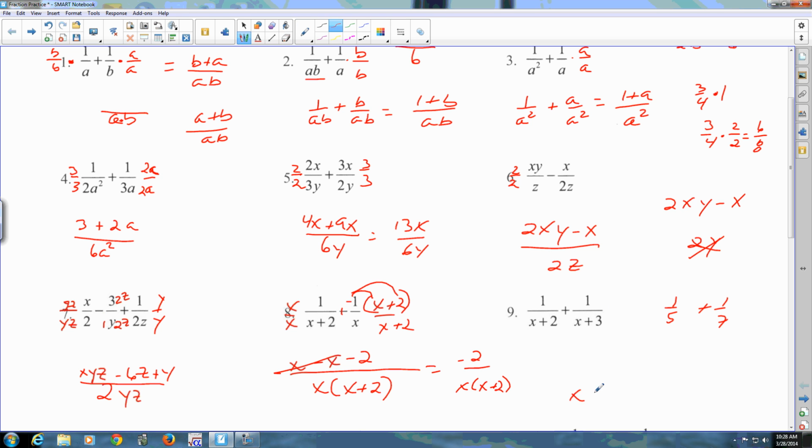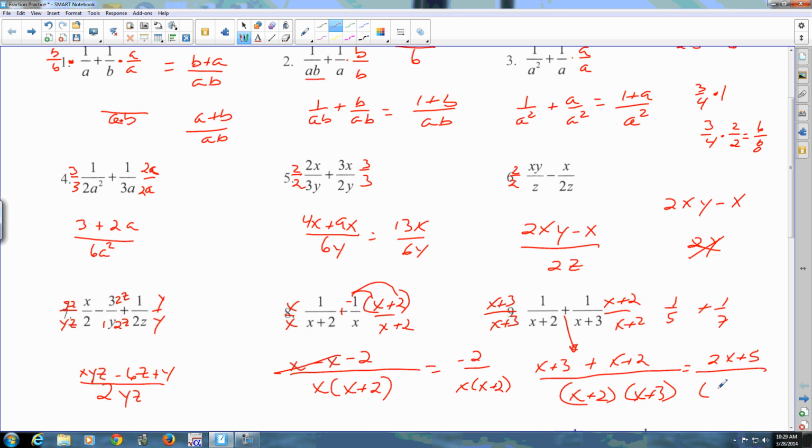So your LCD is x plus 2 and x plus 3. It's both of them. So this one needs an x plus 2. This one needs an x plus 3, top and bottom. So when you multiply this, you get x plus 3 plus, there's the plus symbol, just bringing it down, x plus 2. So you're going to have 2x plus 5 over your LCD, x plus 2, x plus 3.